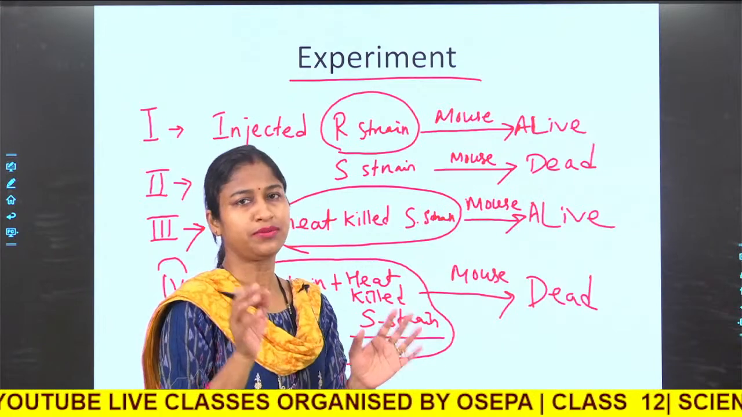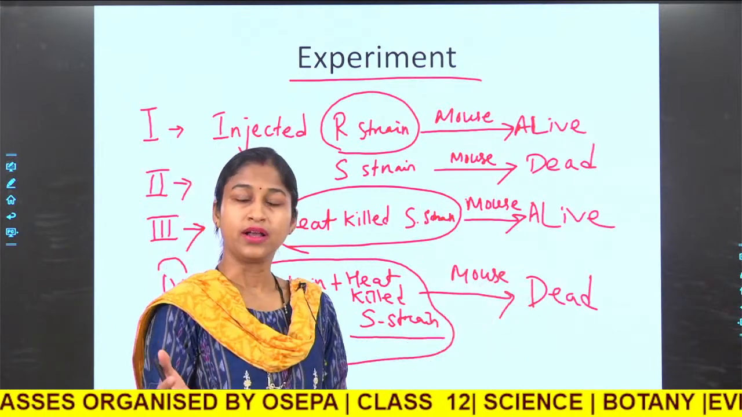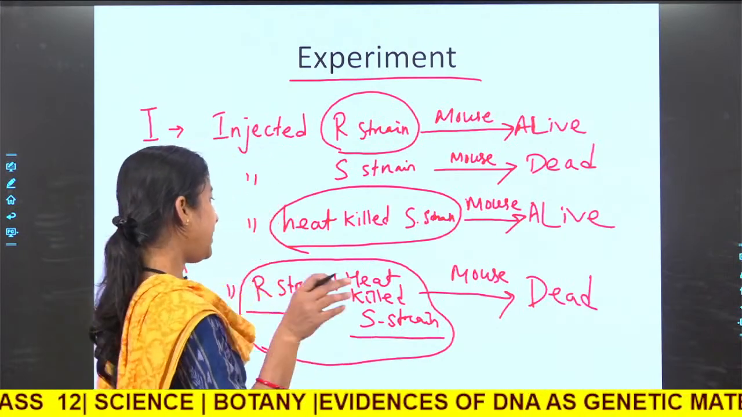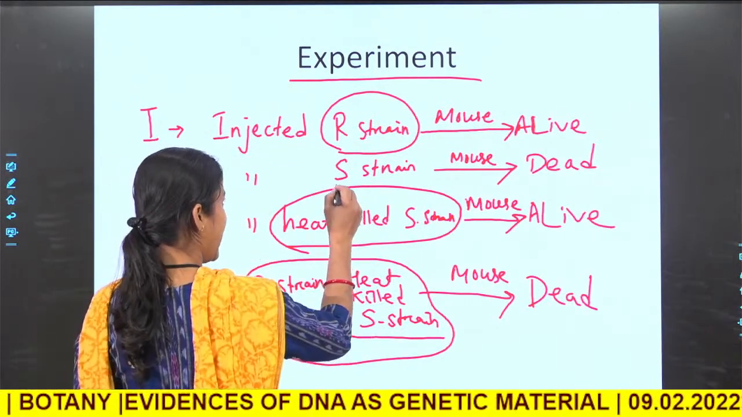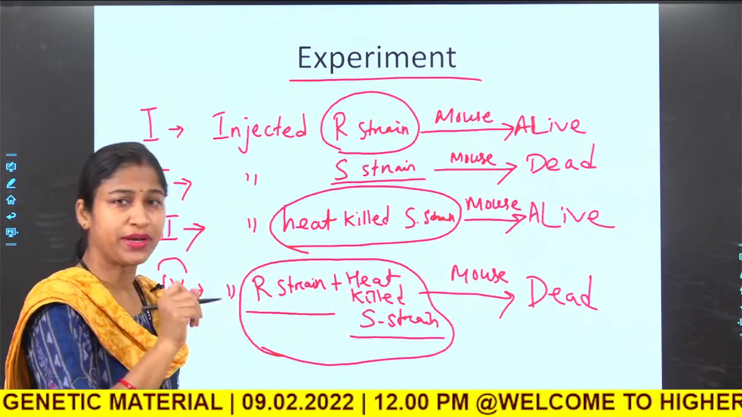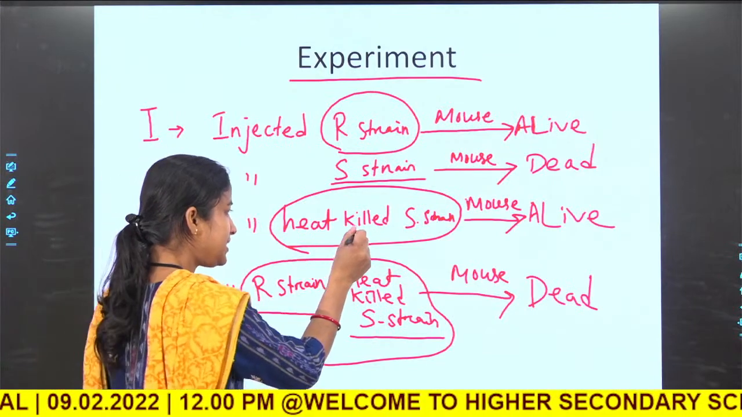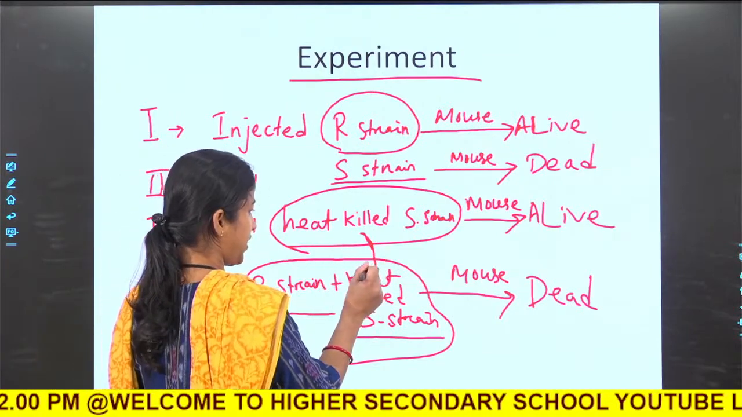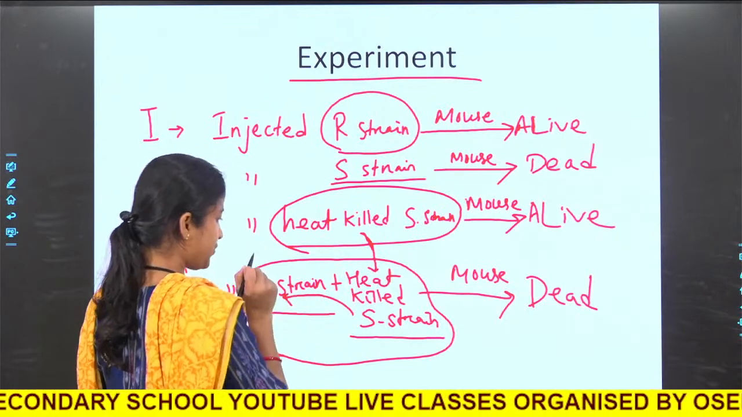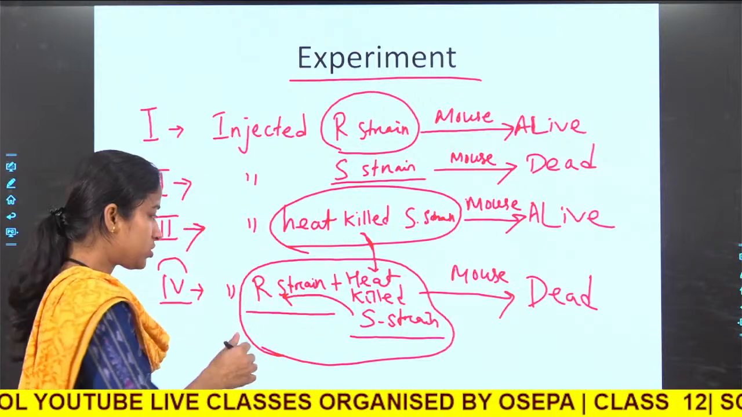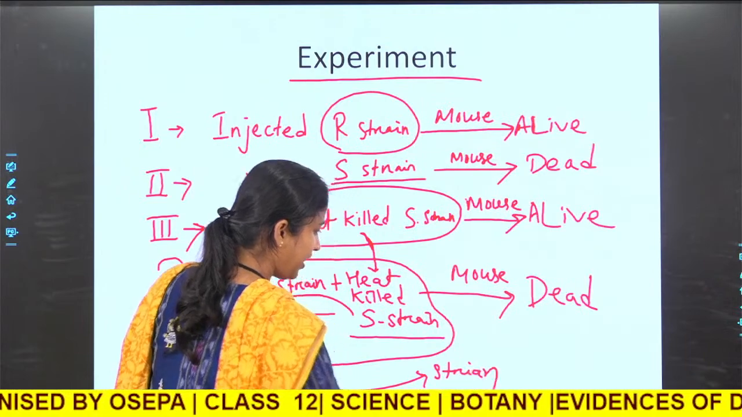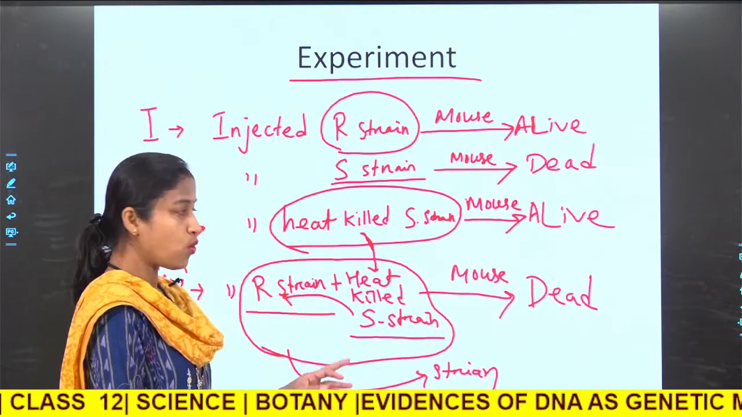Okay, in 90% of the cases, he found the mice are dead. So why did it happen? He concluded that, as the S strain causes virulence, there must be a transforming principle which is hidden inside the heat-killed S strain. That transforming principle gets into the R strain and converts it into the living S strain.